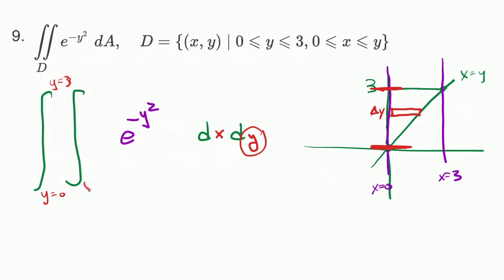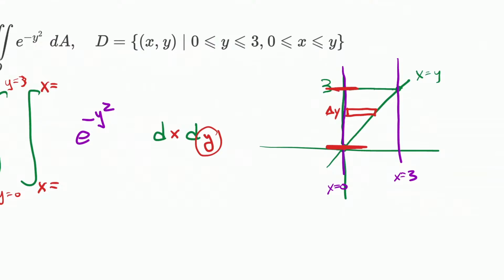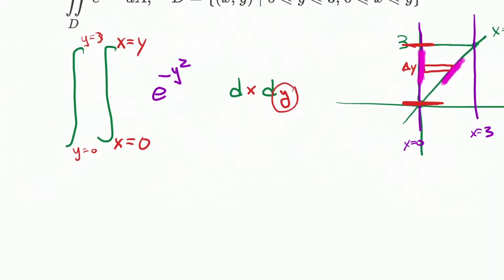On the inside, I'll have functions where x is a function of y, and this will be the bottom of this rectangle, and the top, if you imagine tilting your head on its side so that it goes left to right, sort of bottom to top. So the bottom, x equals 0, top, x equals y. Now I can do this. Let's just pound through this. This one's easy now. But yeah, this is the hard part, setting it up.